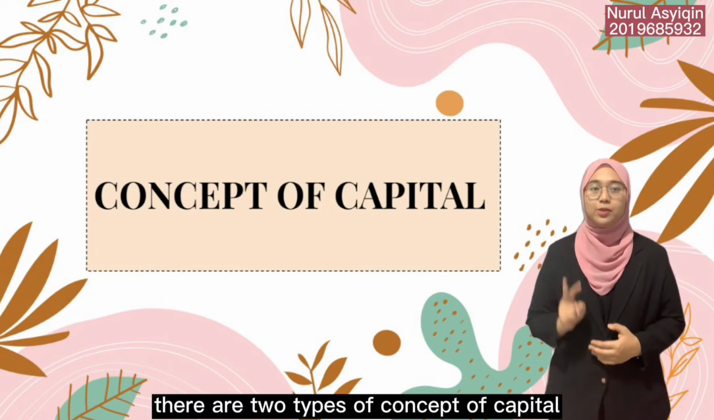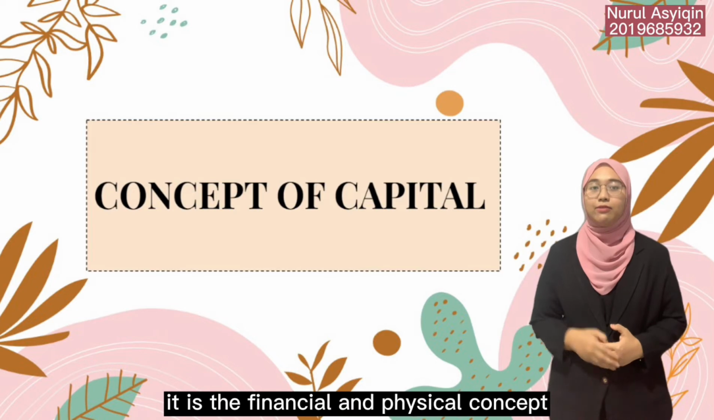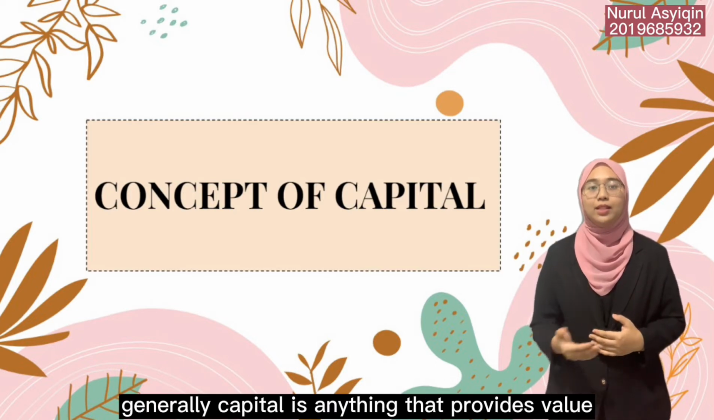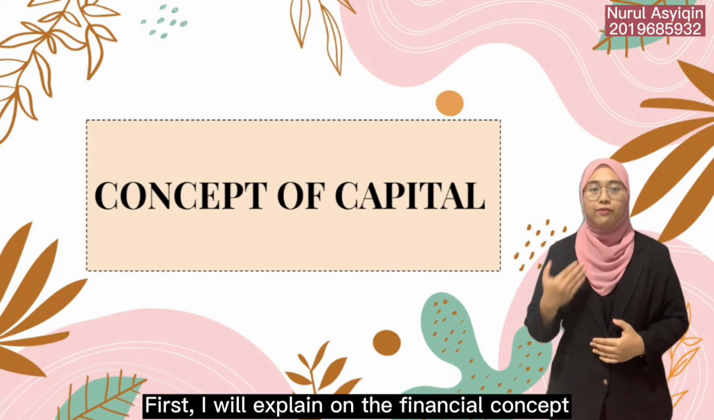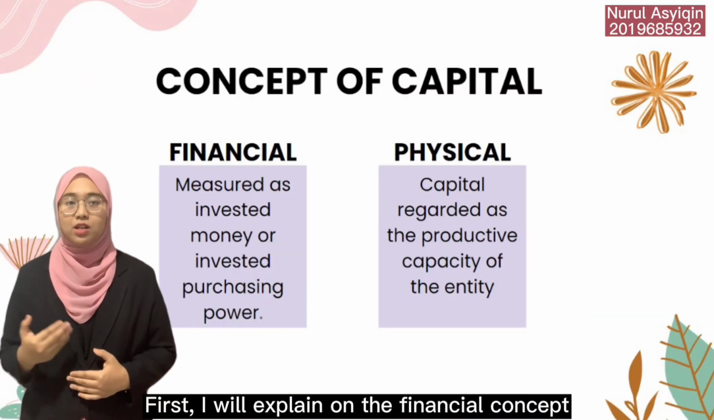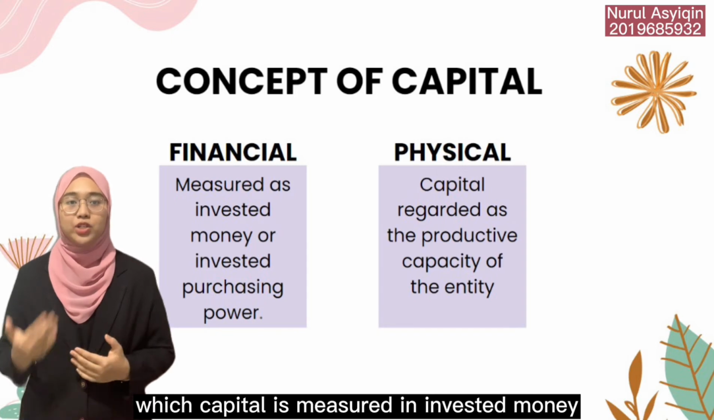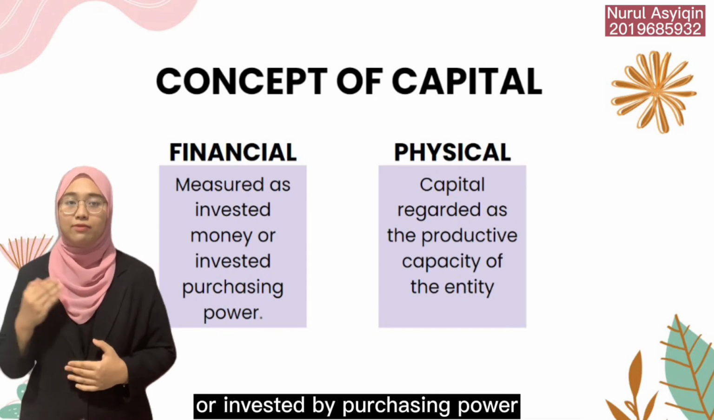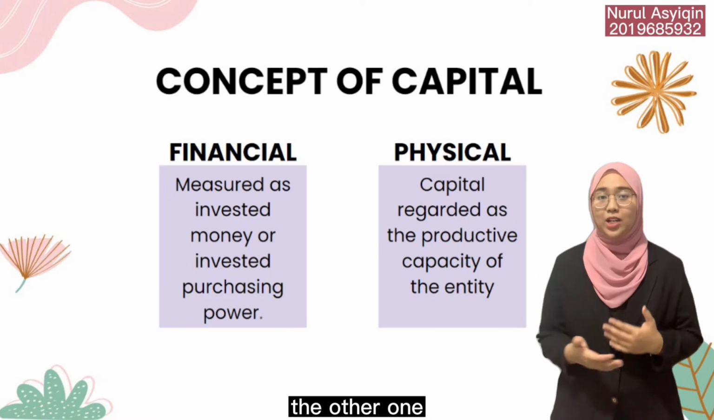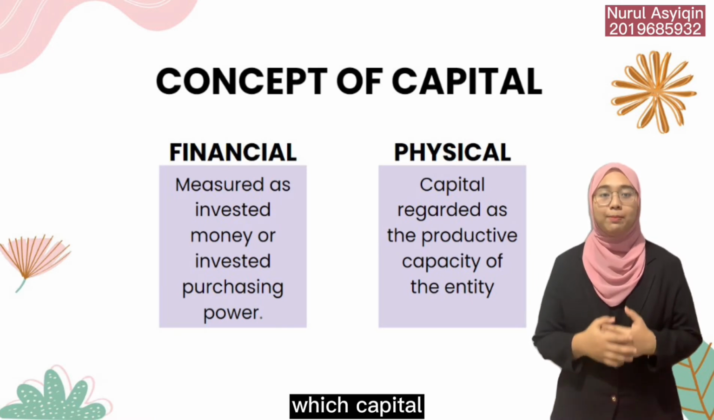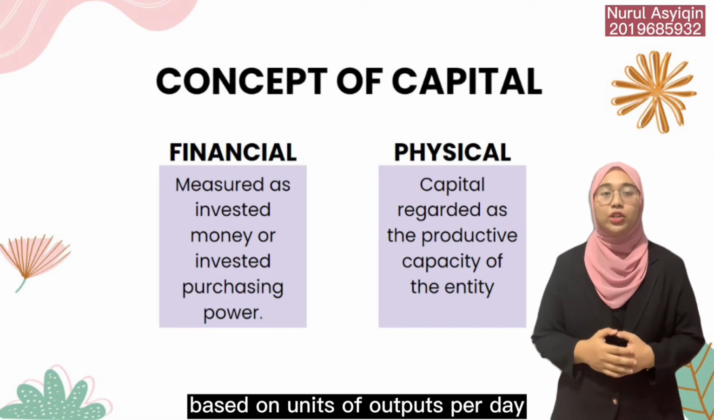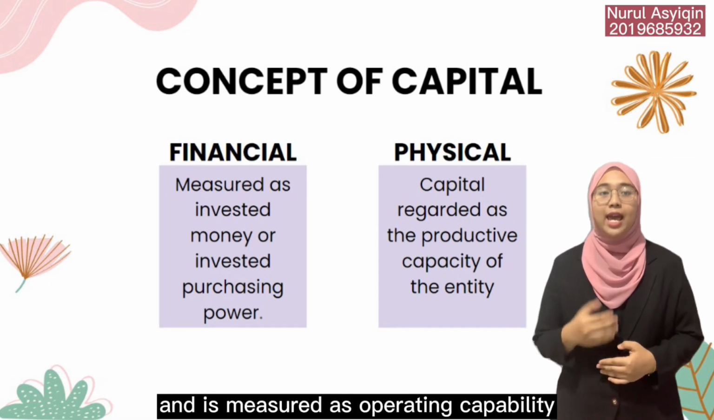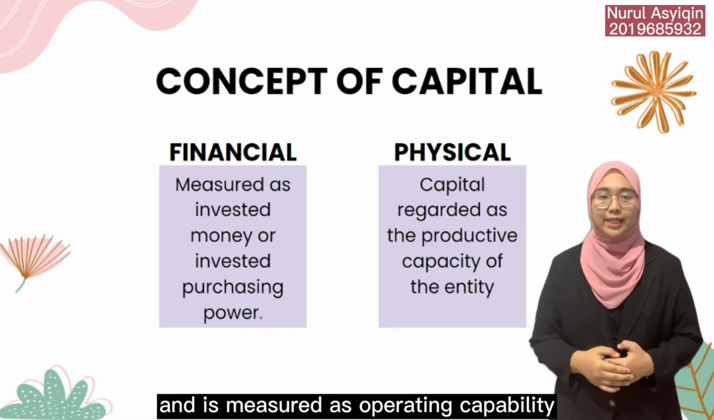Okay, now I will explain further regarding the concept of capital. There are two types of concept of capital: the financial and the physical concept. Generally, capital is anything that provides value or benefit to its owner. First, I will explain the financial concept, in which capital is measured in invested money or invested purchasing power. The other one is physical capital, in which capital is regarded as the productive capacity of the entity based on units of output per day and is measured as operating capability.